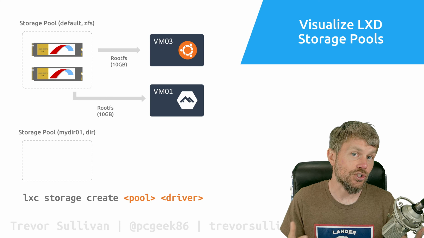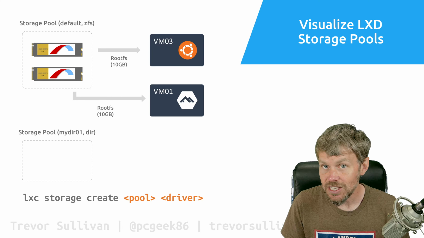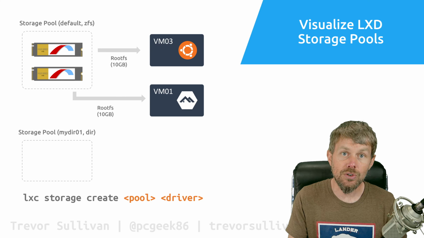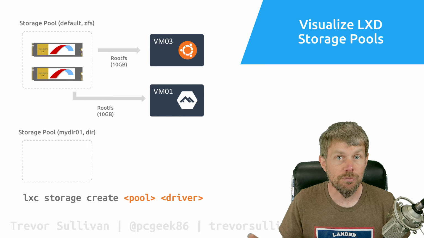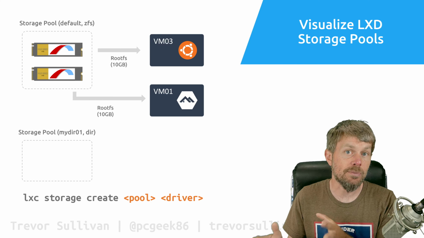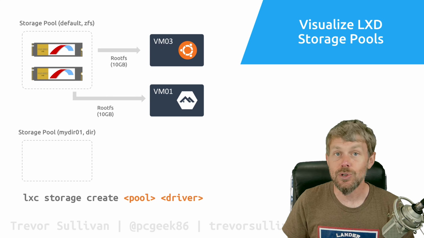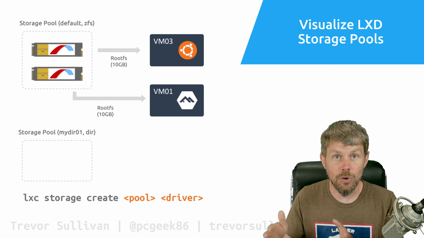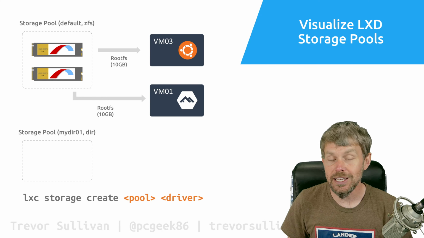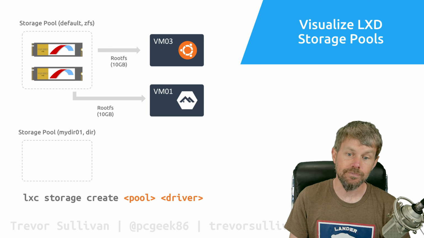You don't have to actually specify that, and there's a default storage path that LXD will use if you don't specify what that source property is. But if you do need to specify a particular location, then you can specify a source equals path at the end of the lxd storage create command.